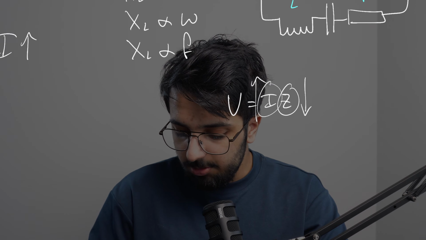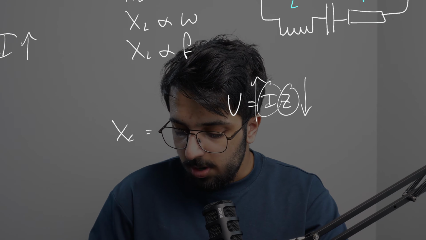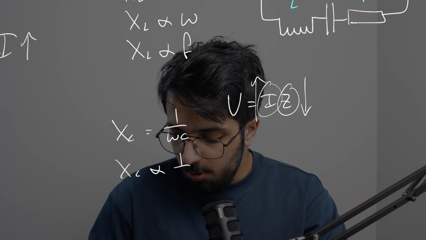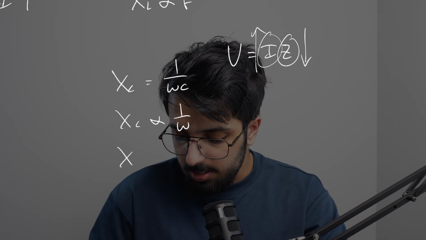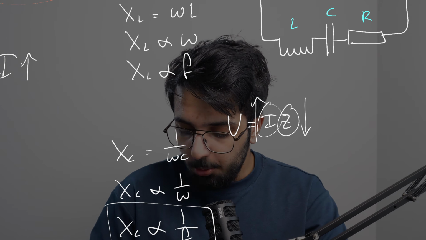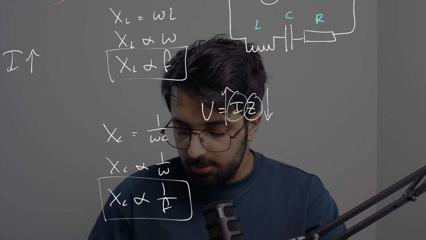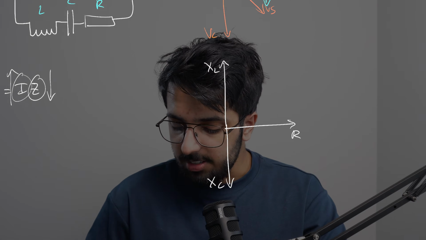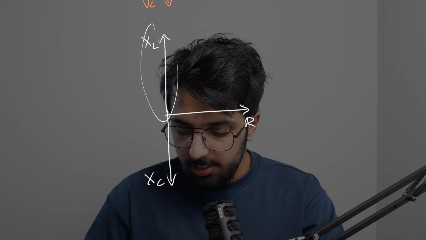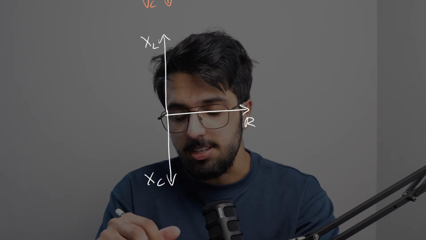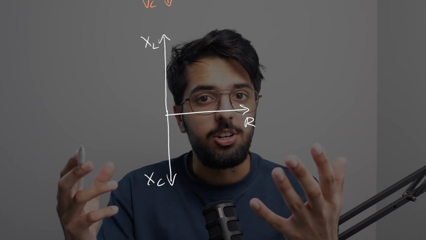Similarly, the reactance of the capacitor is equal to 1 over omega C, so the reactance of the capacitor is inversely proportional to omega, and therefore inversely proportional to the frequency, okay? So as you can see, both the reactance of the inductor and the reactance of the capacitor are affected by the frequency. And if we look at our phasor diagram, we can see that the reactance of the inductor and the reactance of the capacitor are 180 degrees out of phase. Alright, that just means the vectors are in opposite directions.